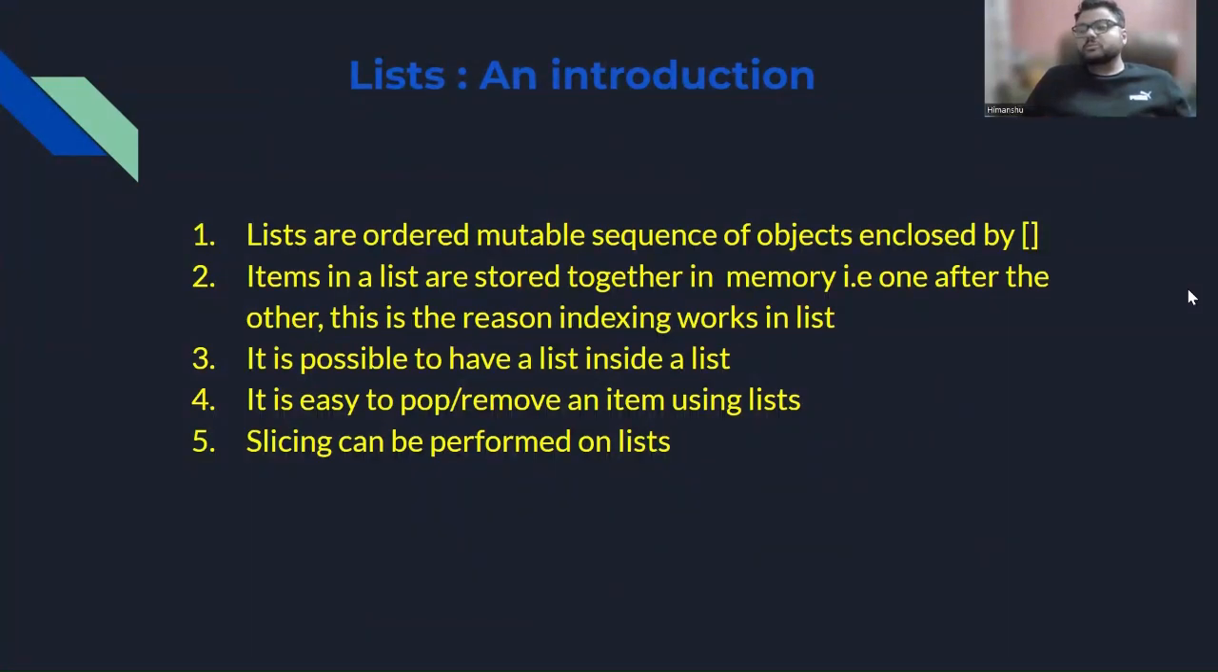It is also possible to have a list inside a list, a tuple inside a list, or strings inside a list. So it can have any objects. Whatever data types we saw, we can have inside the list. We'll see it. It is easy to pop or remove an item using lists. The time complexity is very good for lists. We will discuss time complexity and all those big O topics in our data structure course.